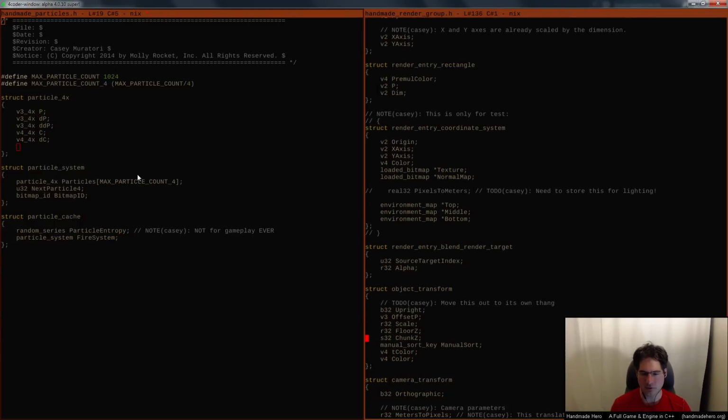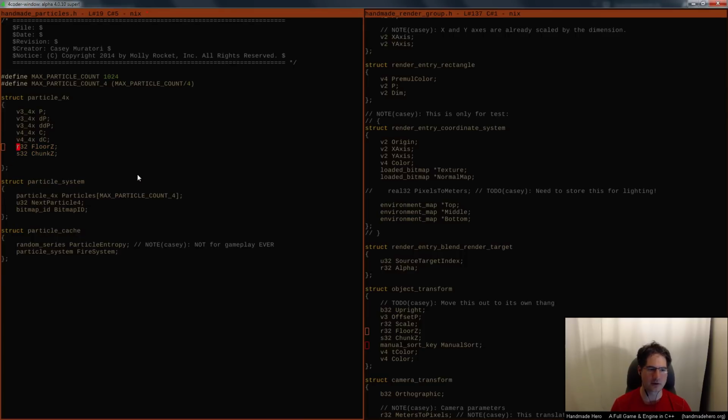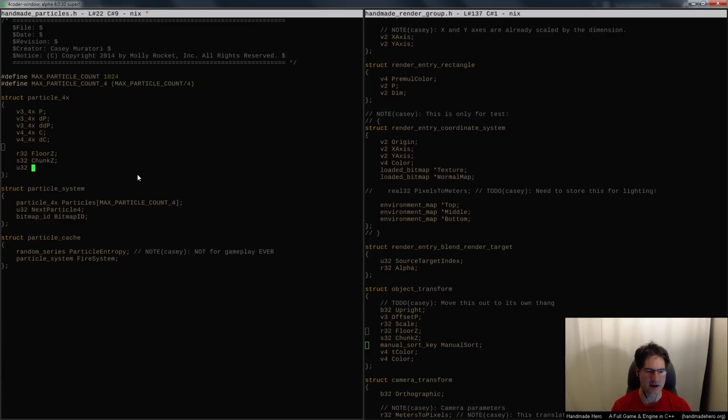So we've got the floor Z and the chunk Z there, right? And so if we were to store both of those, we wouldn't need to actually store them per particle per se, because we spawn these particles as a batch currently. So in theory, we've got these four X's here, four X's, four X's, four X's. We want this particle structure to be aligned, obviously. So these two being sort of orphaned isn't a great idea. So we'd probably stick a pad at the end of here to make sure everything lines up on a 4x boundary. Other than that, we're fine.